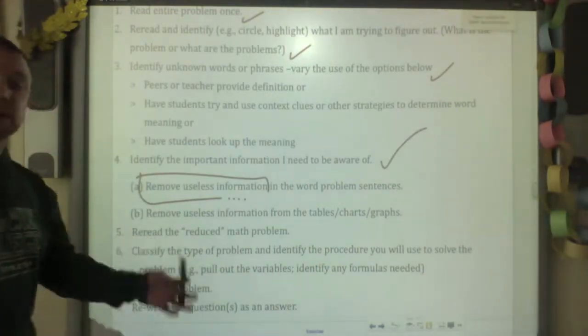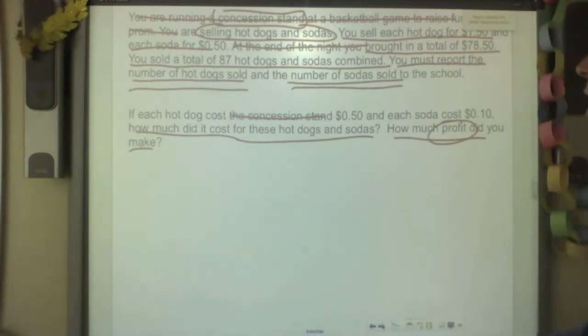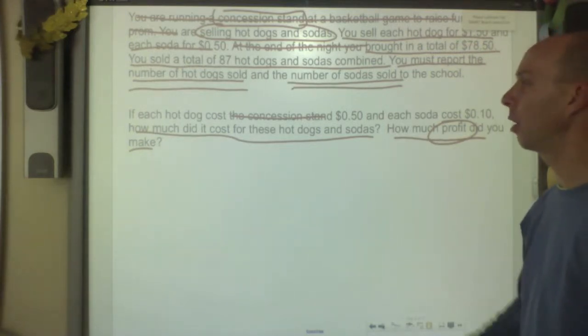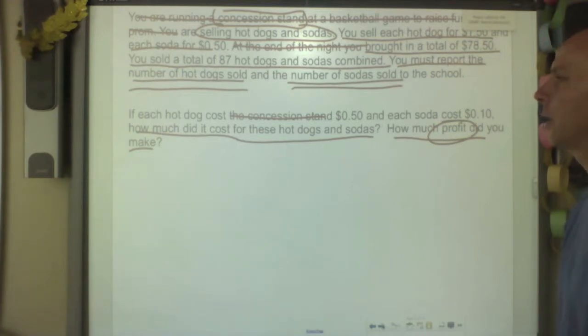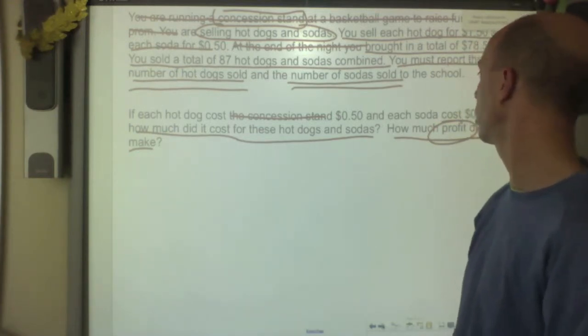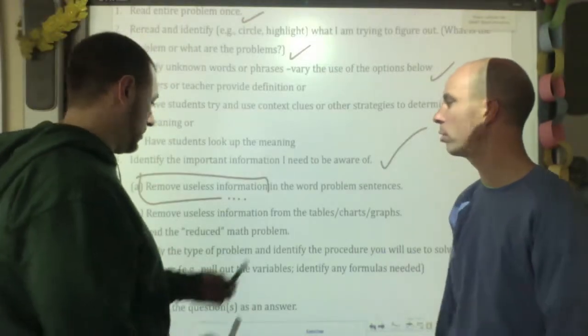Now we're going to reread the reduced math problem. This is just rereading it in its simpler form. You're selling hot dogs and sodas. You sell each hot dog for $1.50 and each soda for 50 cents. Brought in a total of $78.50. You sold a total of 87 hot dogs and sodas combined. You must report the number of hot dogs sold and the number of sodas sold to the school. Again, back to the questions. If each hot dog costs 50 cents and each soda costs 10 cents, how much did it cost for these hot dogs and sodas, and how much profit did you make? So that's just the simpler, reduced form of the problem.